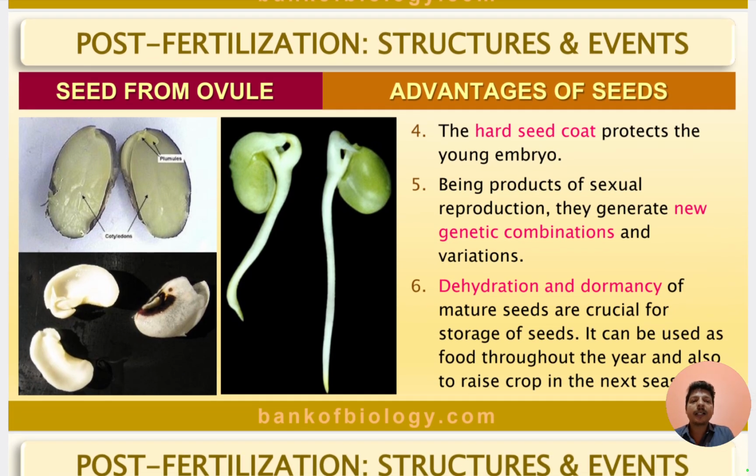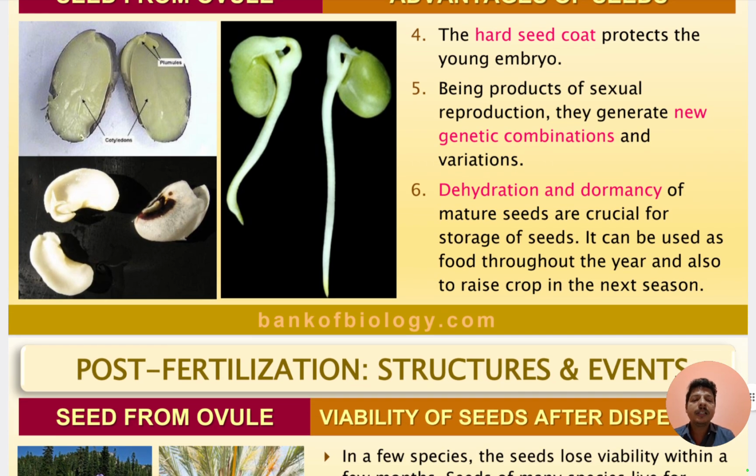The hard seed coat protects the young embryo. Being products of sexual reproduction, they generate new genetic combinations and variations. Dehydration and dormancy of the mature seed are crucial for storage of seed. It can be used as food throughout the year, and also to raise crops in the next season.